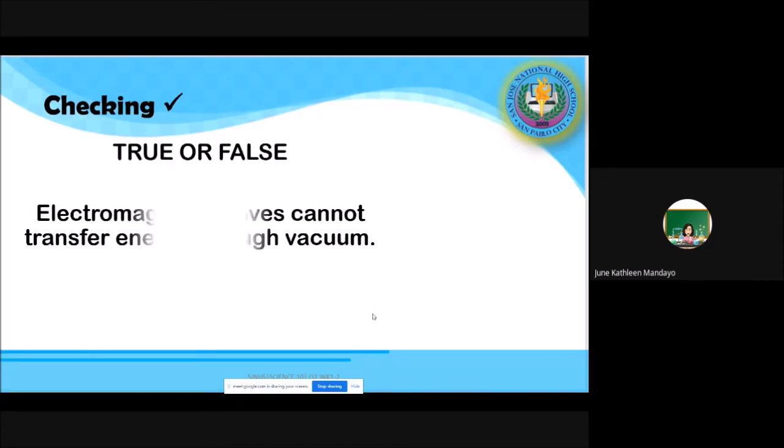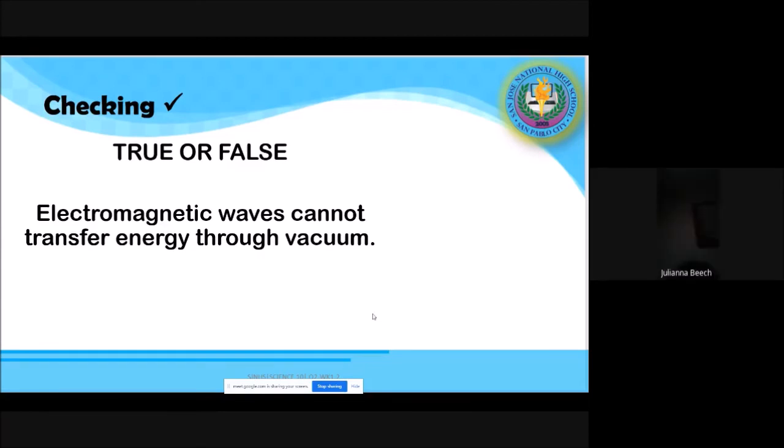Another true or false. Electromagnetic waves cannot transfer energy through vacuum. Again, electromagnetic waves cannot transfer energy through vacuum. Juliana? Ma'am, false. The correct answer is false. I said earlier that electromagnetic waves have a speed in vacuum, and they can travel and at the same time transfer energy through vacuum.